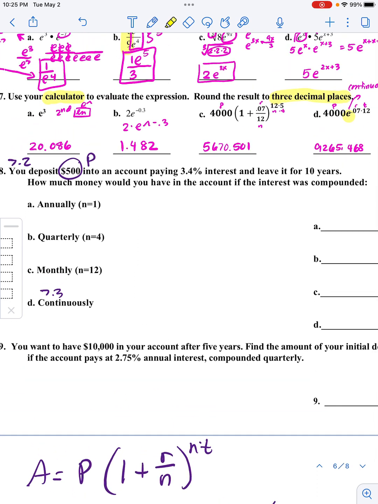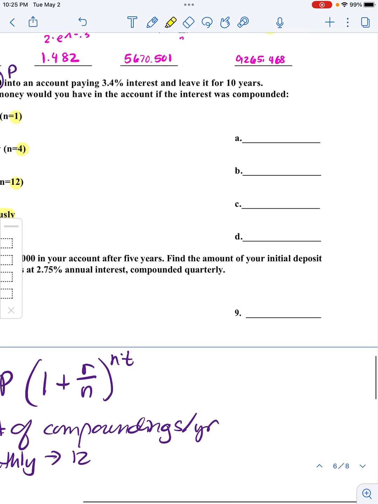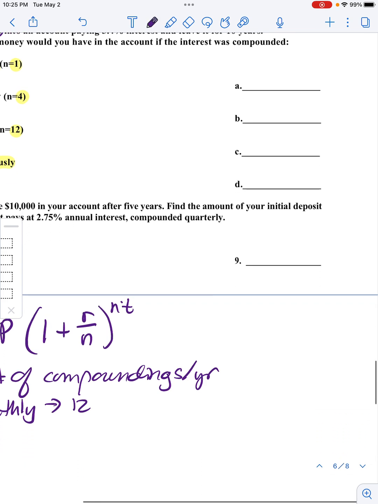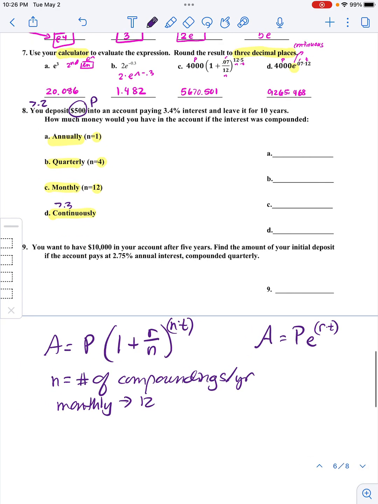They're saying, hey, quarterly would be 4 times a year. Annually is 1 time a year. Monthly is 12 times a year. Continuously means all the time, and that gets its own formula that utilizes E. And then you raise it to the R times T power. Maybe you need parentheses there and there, depending on the age of your calculator.